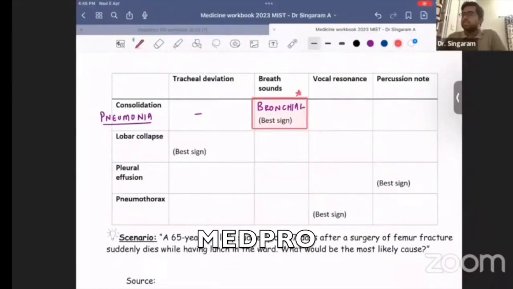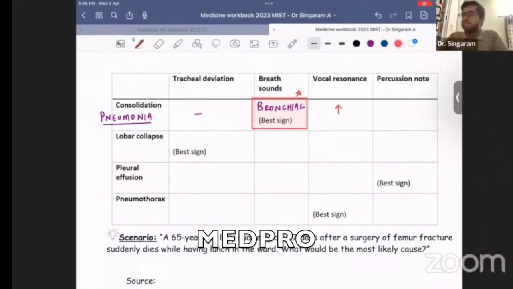Okay, right. So next one you can answer. What will happen to the vocal resonance? I told you, pus is a good conductor of sound, so the vocal resonance will be increased. Very simple. Even when the patient is whispering, you can hear that very clearly with the help of a stethoscope. You remember the wordings I used, like whispering pectoriloquy and all. Same thing here. It will be increased.